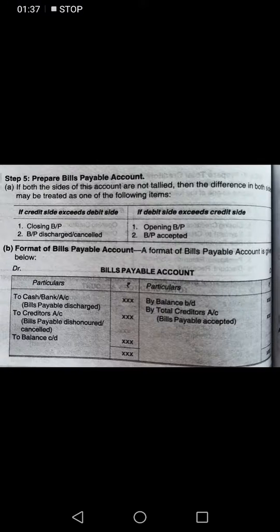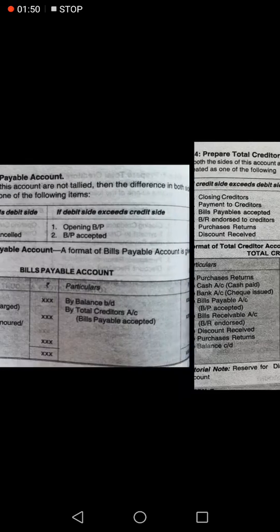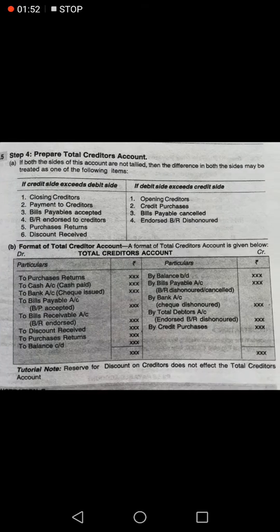And if you have paid some cash to the creditor, that will come in bills payable, because the bill is honored and you are paying cash. The other part is total creditors, that is the bills payable accepted. Now the balancing figure of this bills payable is going to get into total creditors.